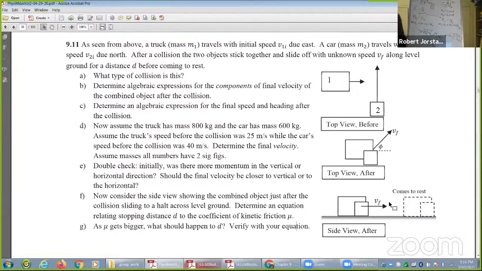What technique could we use? There's many correct answers.